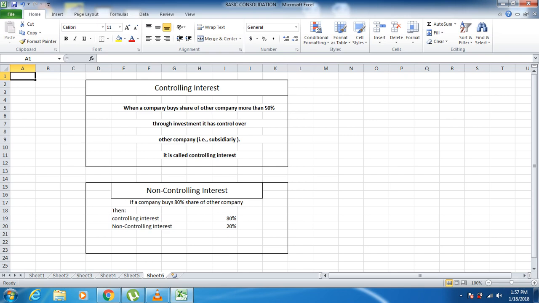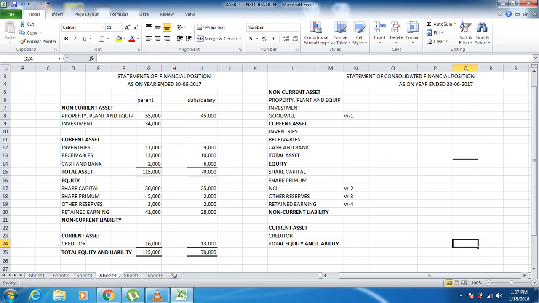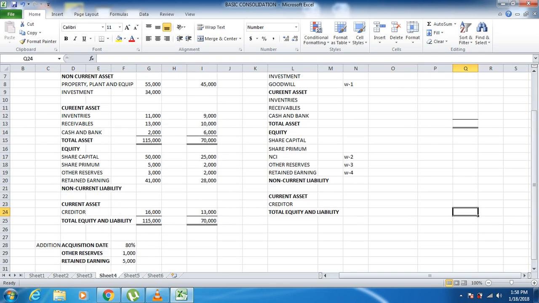There are the financial statements of the parent and subsidiary company. The parent company some years ago bought 80% of the shares of the subsidiary. At the time of acquisition, the other reserve was 100 and retained earning was 5,000.